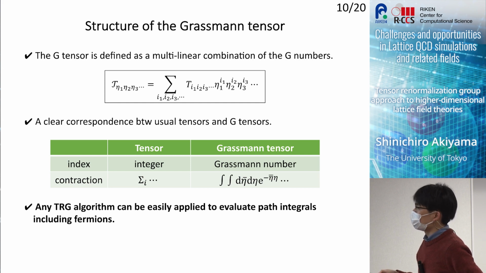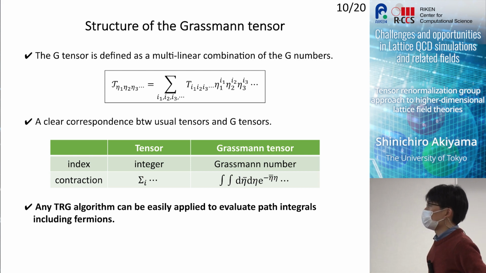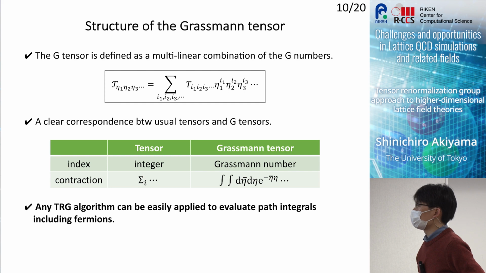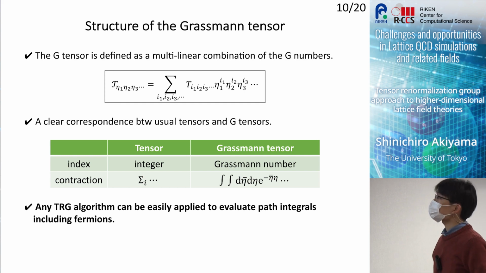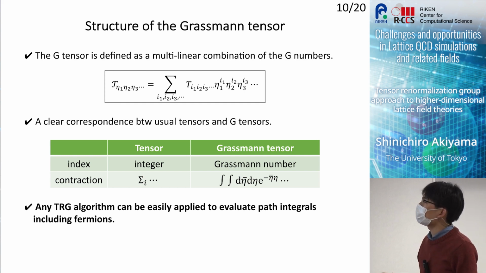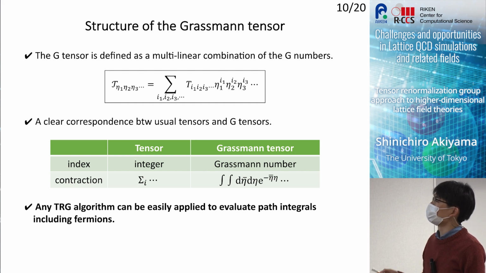As I said, in the usual tensor, the indices are given by integers, but in the Grassmann tensors, the indices are given by Grassmann numbers. The contraction of the usual tensor is given by the summation over integer values, which corresponds to the sum over the index in the usual tensor. But in the Grassmann tensor case, we can consider this type of weighted integration as a tensor contraction.